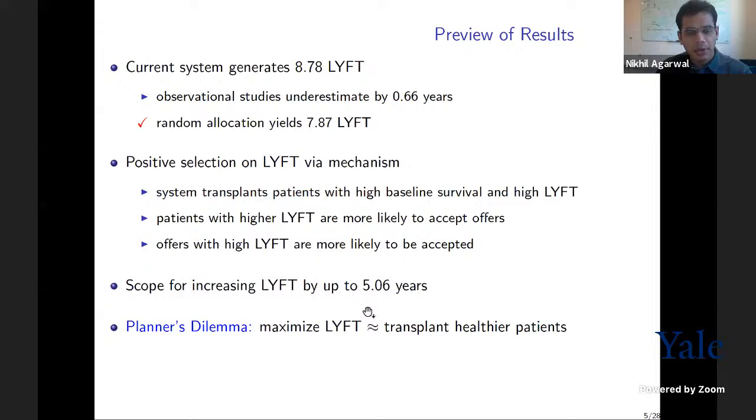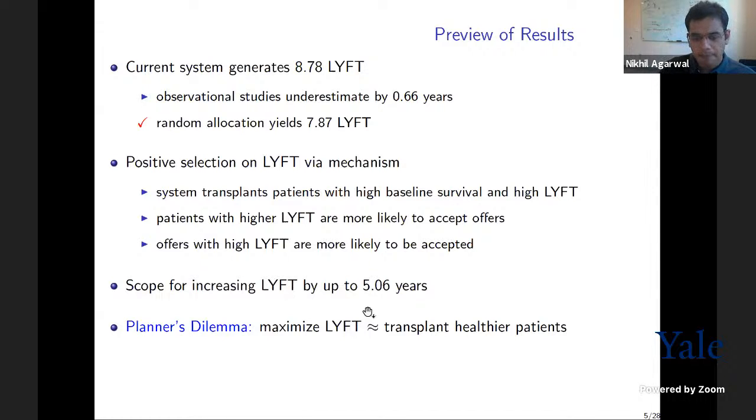Now, in particular, what we find is that even though the system produces about 9 years of LYFT, there is scope for increasing LYFT further. So if you were an oracle and you knew all of the characteristics of the patients and the donors, you could have increased LYFT by another 5 years, okay, which is a huge increase. But there's a problem that you're going to confront if you want to do this. We're going to find that maximizing LYFT in this setup is going to require you to transplant the healthiest patients.